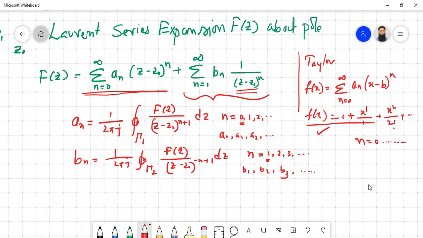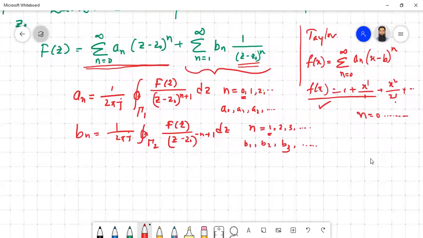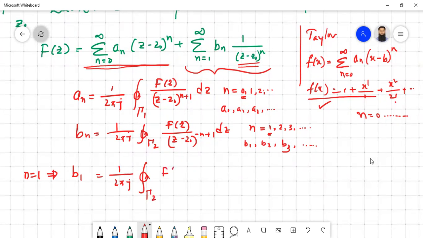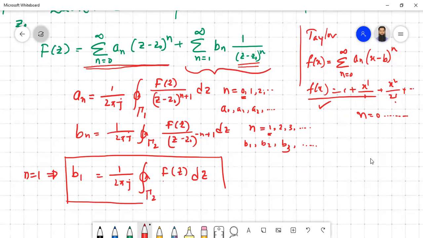So now we are interested in this coefficient b, and specifically the first value b1. Okay, if you take n equal to 1, then you are going to get b1, and b1 is basically 1 by 2 pi j times the encirclement of the inner circle with f(z) dz. As you can see, if n equal to 1, then the power term will vanish, so what will be left is this f(z) dz. Okay, so this is one of our findings. What is b1? b1 is also known as the residue, but we'll define it later.